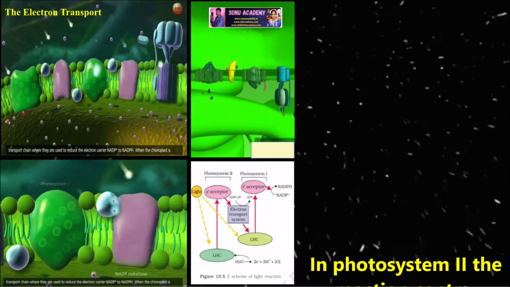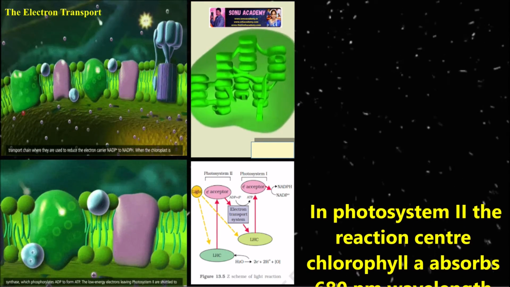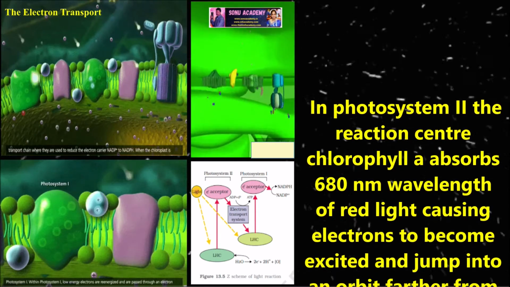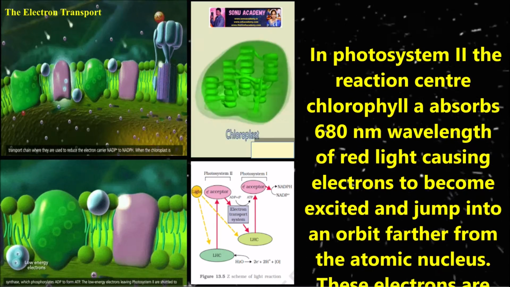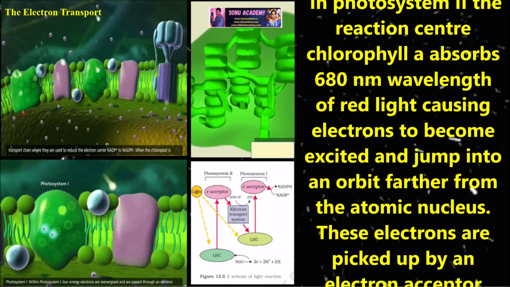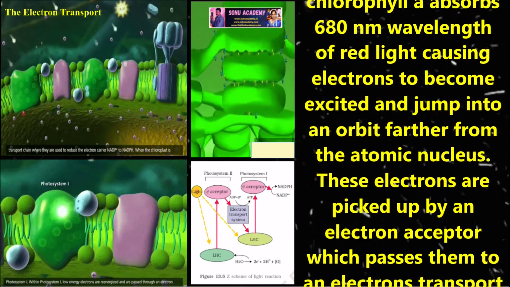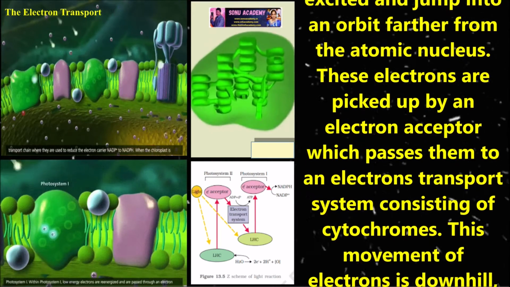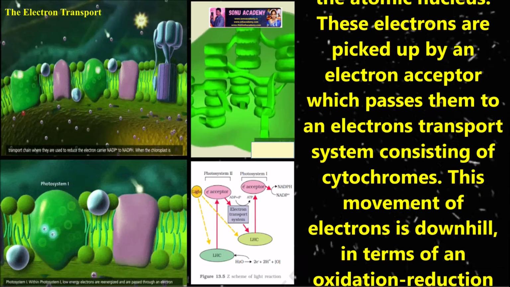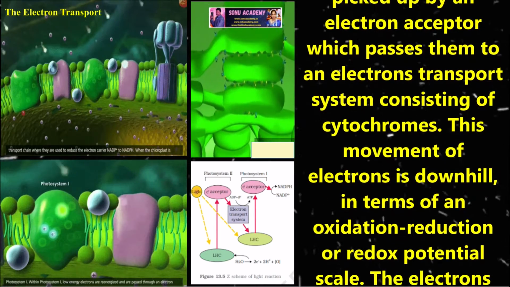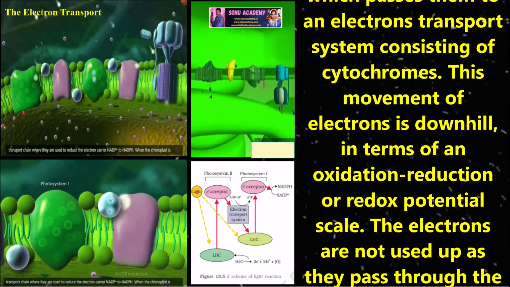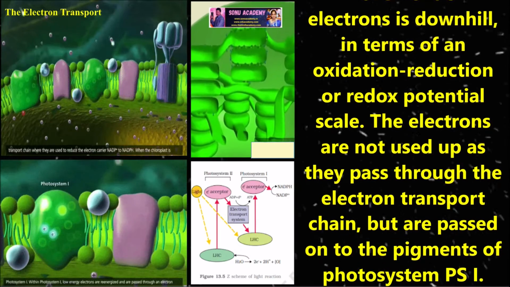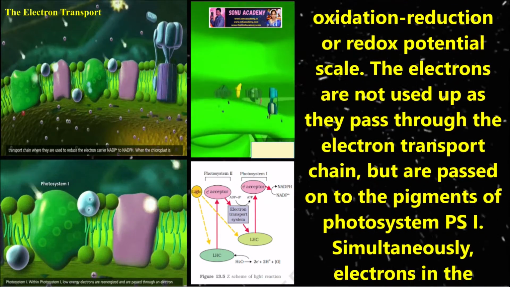Children, let us discuss the electron transport. In photosystem 2, the reaction center chlorophyll A absorbs 680 nm wavelength of red light, causing electrons to become excited and jump into an orbit farther from the atomic nucleus. These electrons are picked up by an electron acceptor which passes them to an electron transport system consisting of cytochromes. This movement of electrons is downhill in terms of an oxidation reduction or redox potential scale.